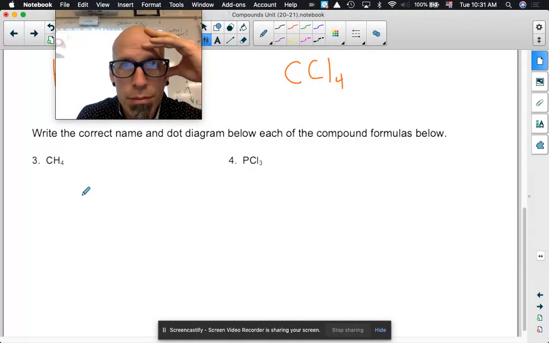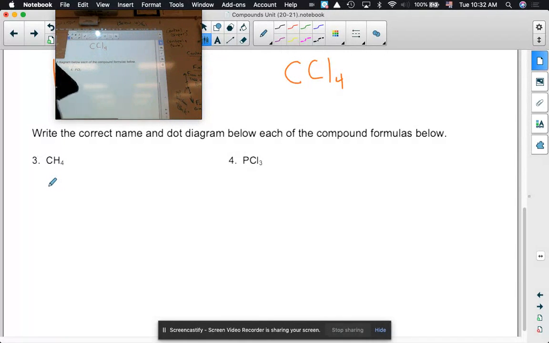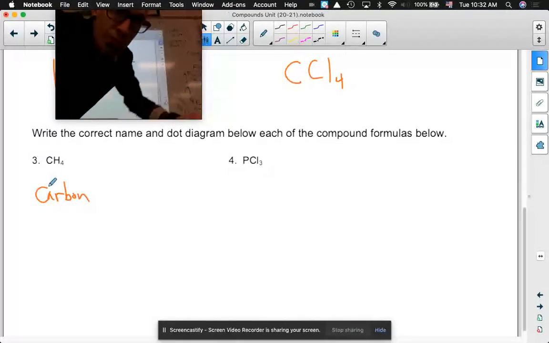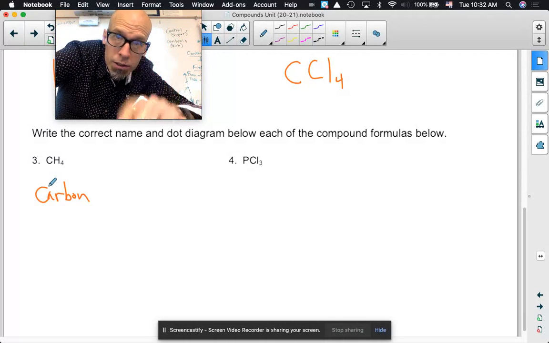CH4. Well, there's just a C, right? No subscript down here. So how many of them? That's one. But we don't start the name with mono. We don't say monocarbon. It's just carbon. So the name, carbon. Carbon what? Well, there's four H's. Yeah, four H's. Carbon. Tetra.